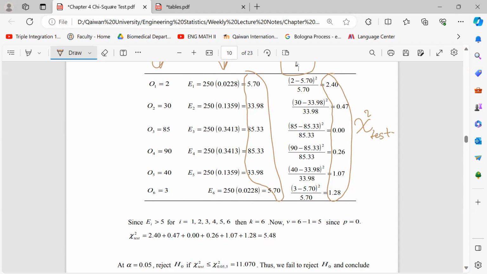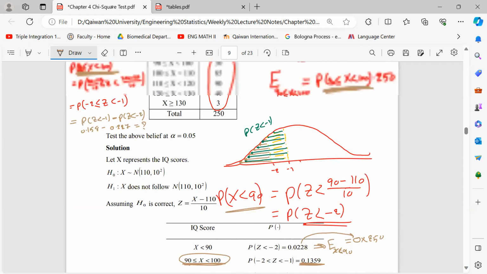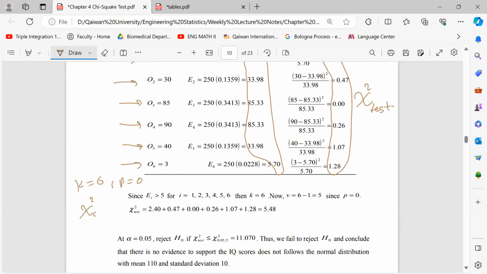This is the chi-square test. How to get the chi-square from the table? Number of data: 1, 2, 3, 4, 5, 6. So K is 6. P, there are no unknown parameters, so P is 0. So chi-square from the table for alpha. Alpha is given. What's alpha? It's 0.05. It's chi-squared of 0.05 and K minus P minus 1. P here is 0, so we just say K minus 1. K minus 1 is 5.